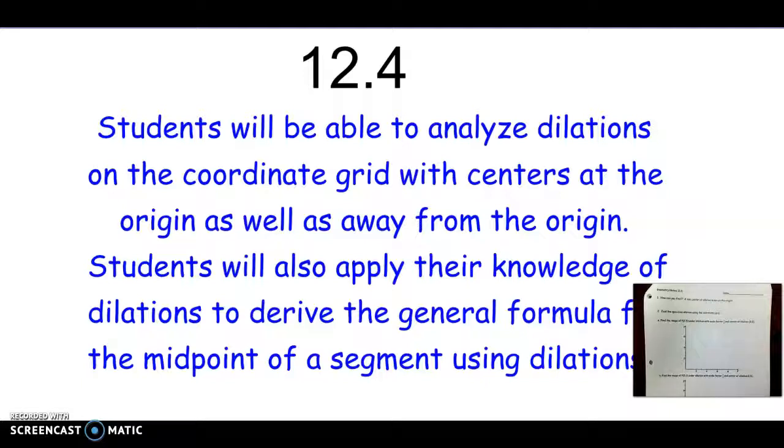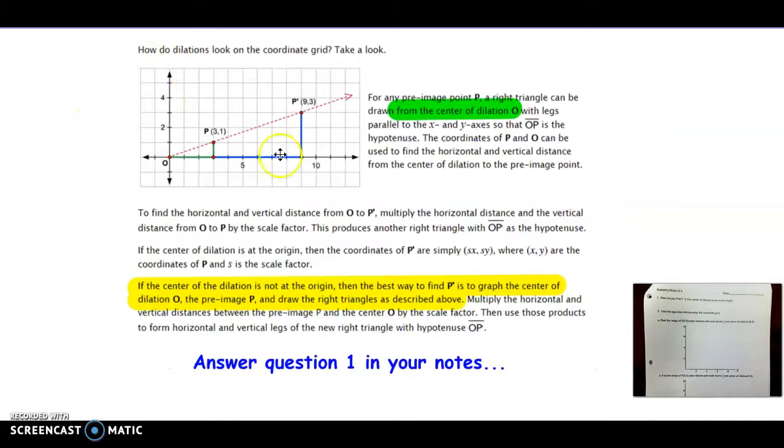This is the fourth lesson of topic 12. In this lesson, we are going to be looking at dilations on the coordinate grid, and we're going to be using centers of dilation that are at the origin, the point 0, 0, and at other points on the coordinate grid as well. So in this first picture we're looking at here, this is a dilation from the origin.